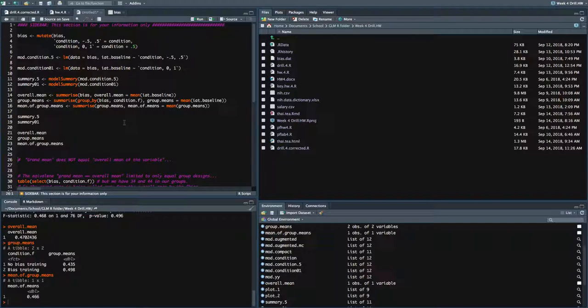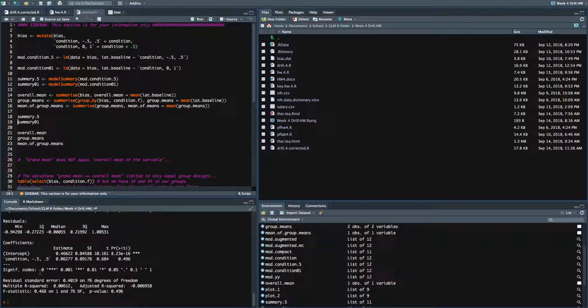So going back to what we were talking about earlier, what's analogous to the model that we ran in drill is this summary 0.5, where we see that our estimate is 0.466 and then our slope is 0.06277. Since this is coded as -1/2 and +1/2, as I was saying earlier, this intercept is the grand mean.